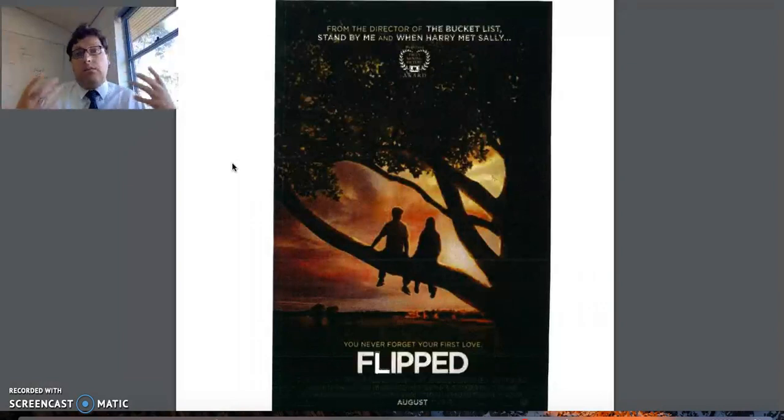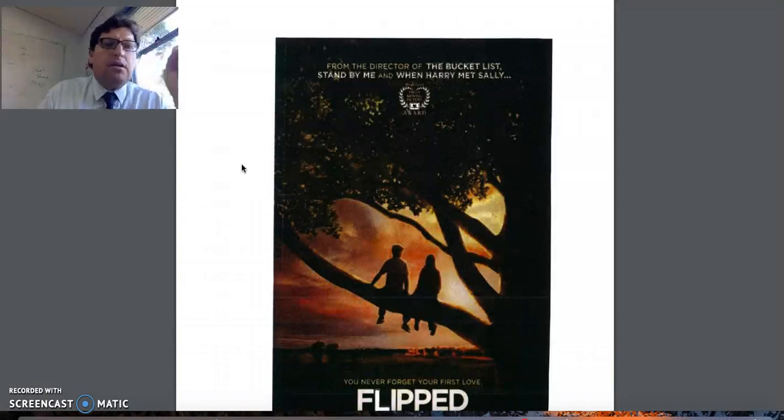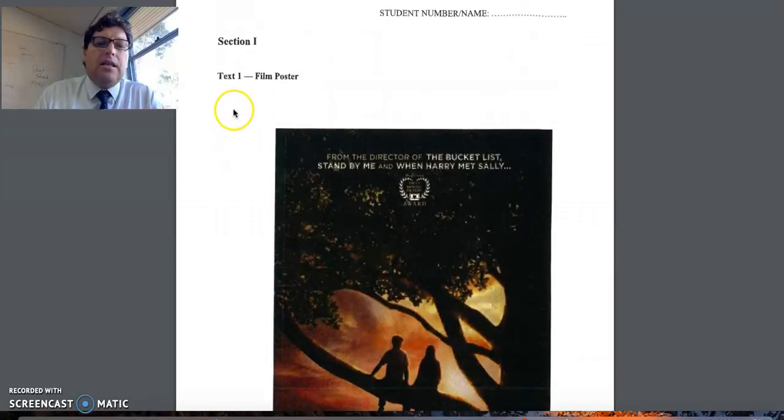I can't say that this is what a half-yearly stimulus booklet will look like when you do the final exam, because they might flip it completely. They might say, okay, let's have a script first and not a picture. So please don't see this as an absolute. This is just an example or sample of what you can experience in the exam.